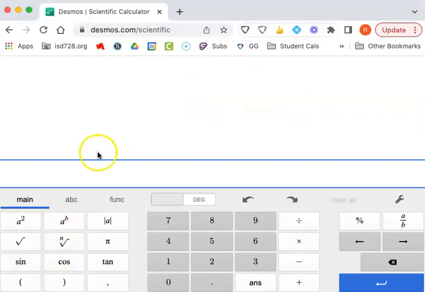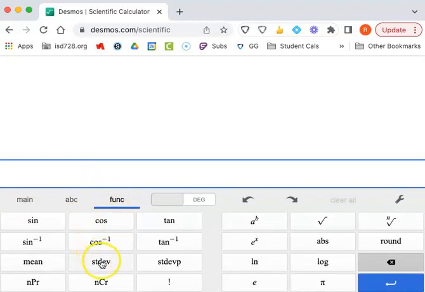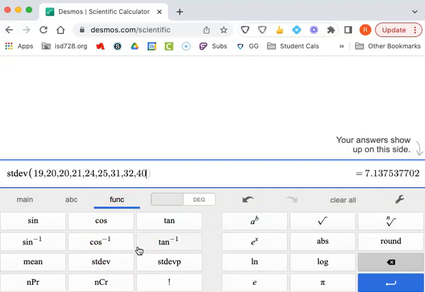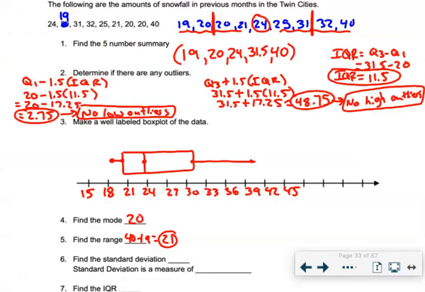So when you have the Desmos calculator pulled up, the way that you're going to find standard deviation is by switching to tabs right here. Click on function. Standard deviation is this one in the middle. Then you just have to have all the numbers in with commas in between. And that'll give us our standard deviation. So about 7.14 is what we're going to go with as an answer. So make sure you know how to type that in. So 7.14, let me scroll down so I can answer that.